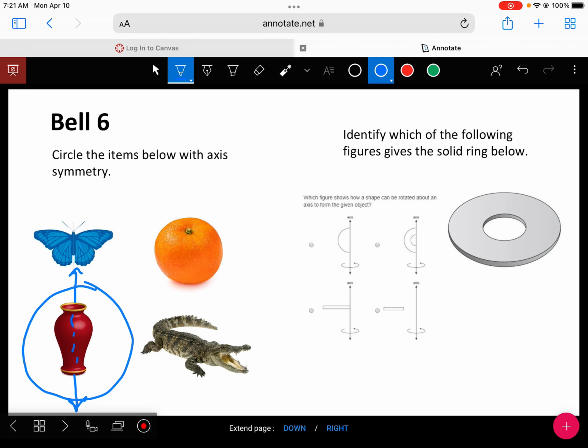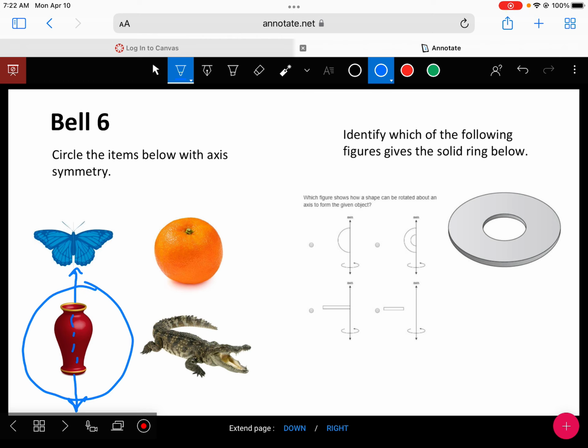Jeremiah, what do you think? Axis symmetry, where it looks the same all the way around. The butterfly? Now, if that butterfly goes sideways, you see how the butterfly is like this, right? If this butterfly goes sideways, is that going to look the same? Both sides, no matter what. Well, here and from the back, maybe, but what about the side?